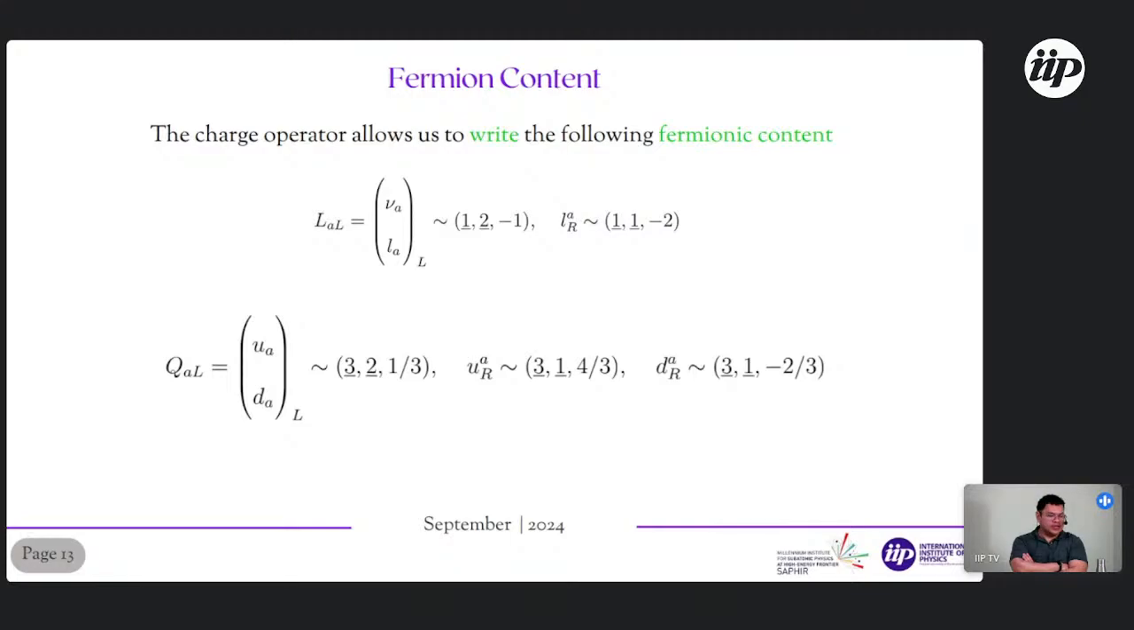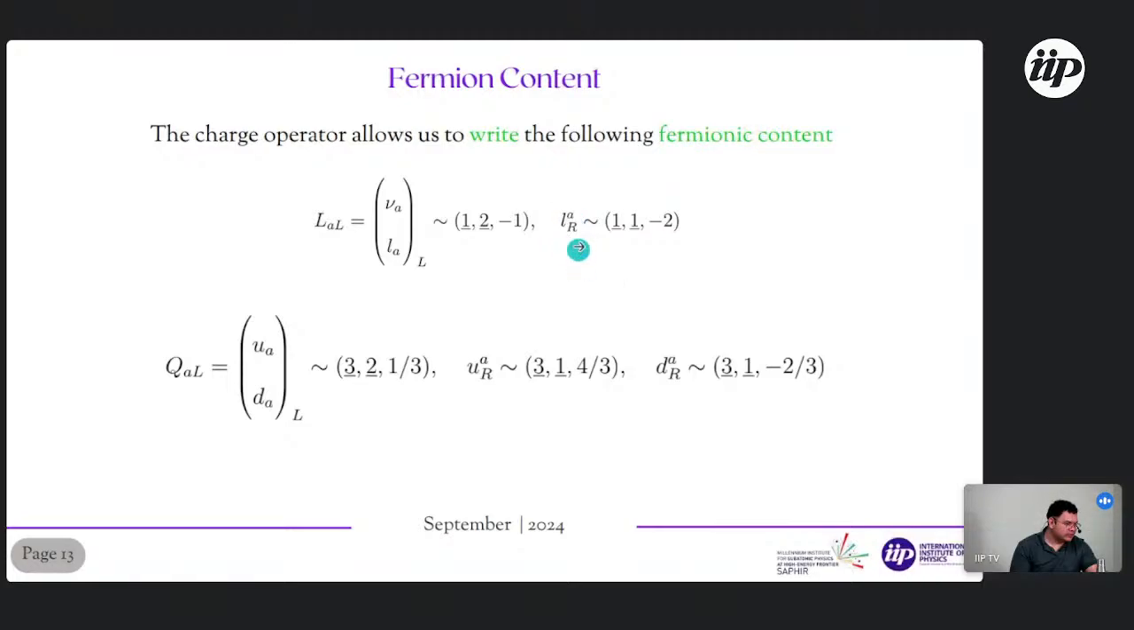When we have the number 2, or a number different from 1, we say that the fields interact as a doublet with the bosons of the SU(2) gauge group. And the -1, the third number, means that each one of these fields has a hypercharge value equal to -1. That is the interpretation of that number. Those numbers say how these particles transform under the group.